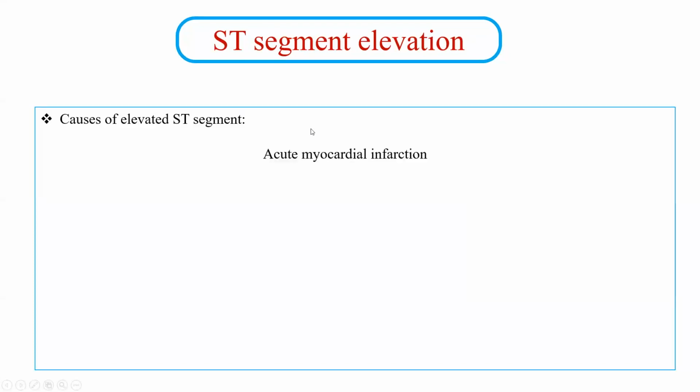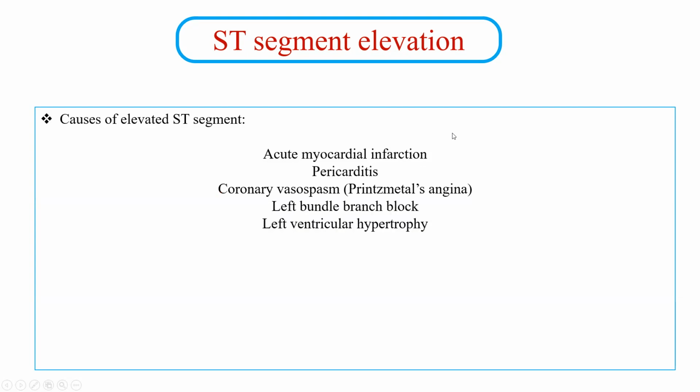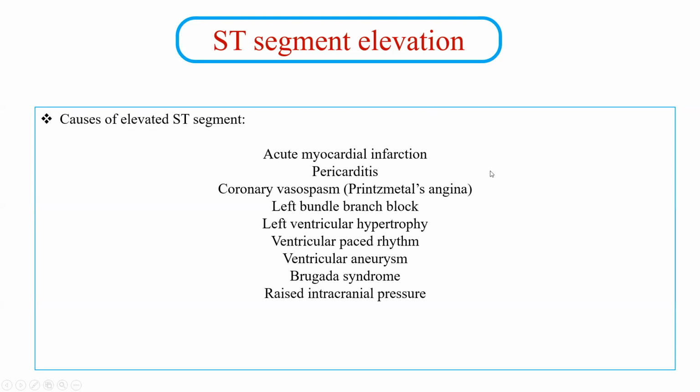Number one is acute myocardial infarction. This is the most important one. Number two, you have to think about pericarditis as well, or coronary vasospasm, which is Prinzmetal angina. Left bundle branch block and left ventricular hypertrophy can both give us ST segment elevation as well. Ventricular aneurysms and ventricular paced rhythm can also give ST segment elevation on the EKG. Brugada syndrome also is a cause. Raised intracranial pressure also, because of the increased sympathetic outflow from the brain stem to the heart.